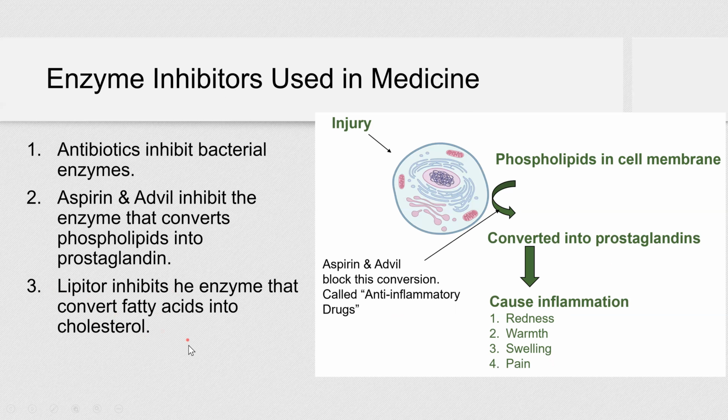So if you know somebody with high blood pressure, right? If a patient is diagnosed with high blood pressure, they're going to do a blood test and look at the cholesterol level, because cholesterol can build up within blood vessels and that will increase the blood pressure. And so now what we want to do is inhibit the synthesis of cholesterol. We want this person to have less cholesterol.